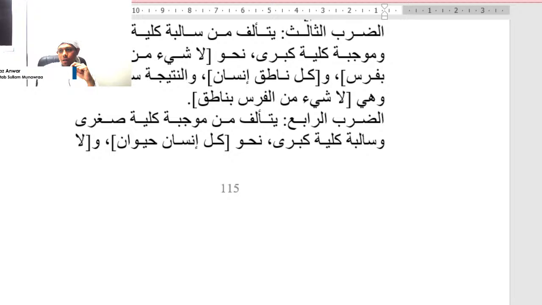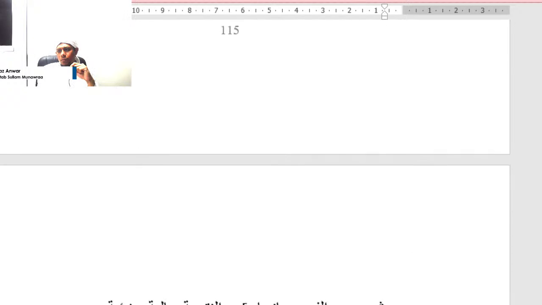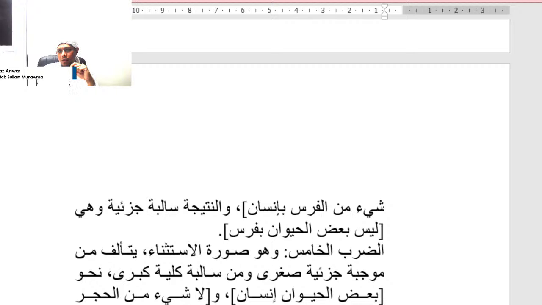The second premise is saliba kulliya. So the example is kullu insan hayawan, which is a positive statement, and it is universal. All humans are beings. And then he mentioned wala shay'a minal farasi bi insan. Nothing from horses are humans. Wa natija. The natija is saliba juz'iyya, wa hiya laysa ba'dul hayawan bi faras. Yani some beings are not horses.